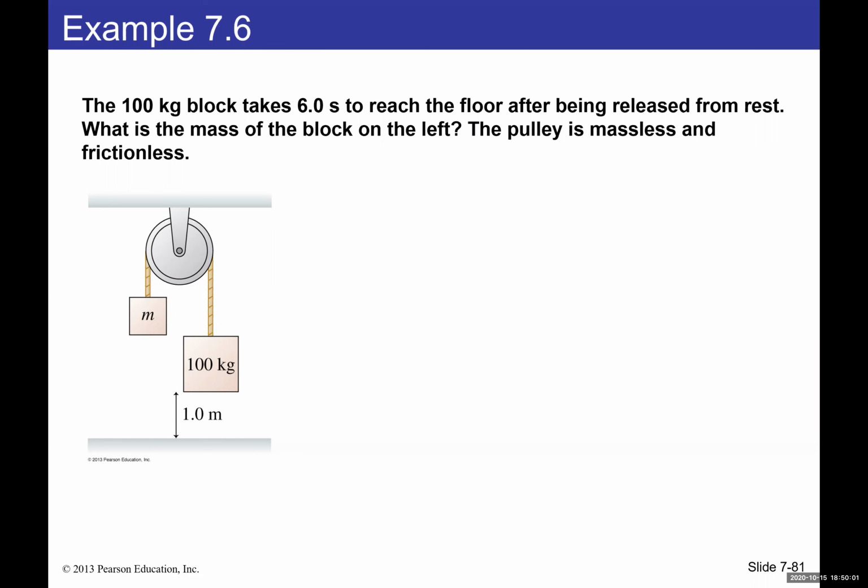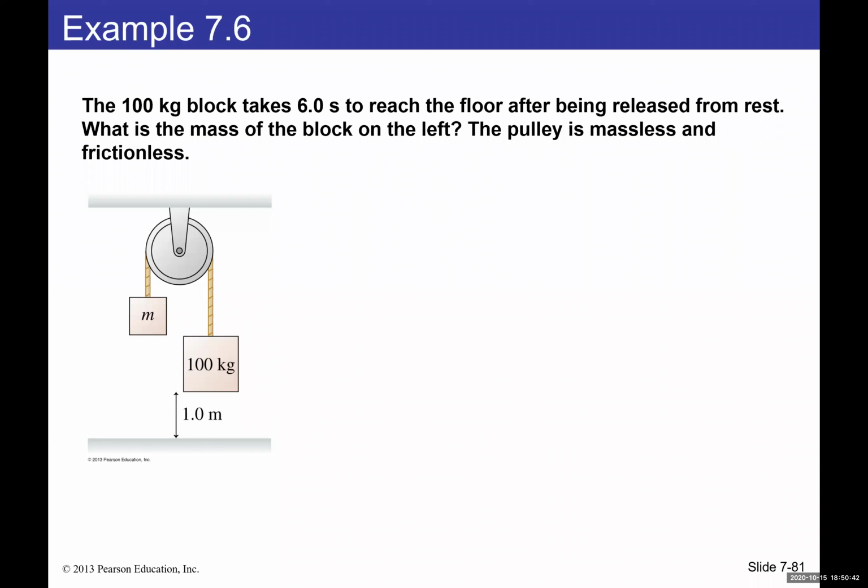And the idea here is this: if mass 1 and mass 2 on each side are equal to the same value, the system is in equilibrium. But as soon as one of them is heavier than the other one, then the heaviest one accelerates down, the lightest one accelerates up, and we call this basically an Atwood machine. Now, let's say one of the masses is 100 kilograms, the other one M, which is a little bit lighter. So what we can have is the 100 kilogram block falling down, the lightest one going up. So then what we have is that the 100 kilogram block takes about 6 seconds to reach the floor after being released from rest. And what is the mass of the block on the left?